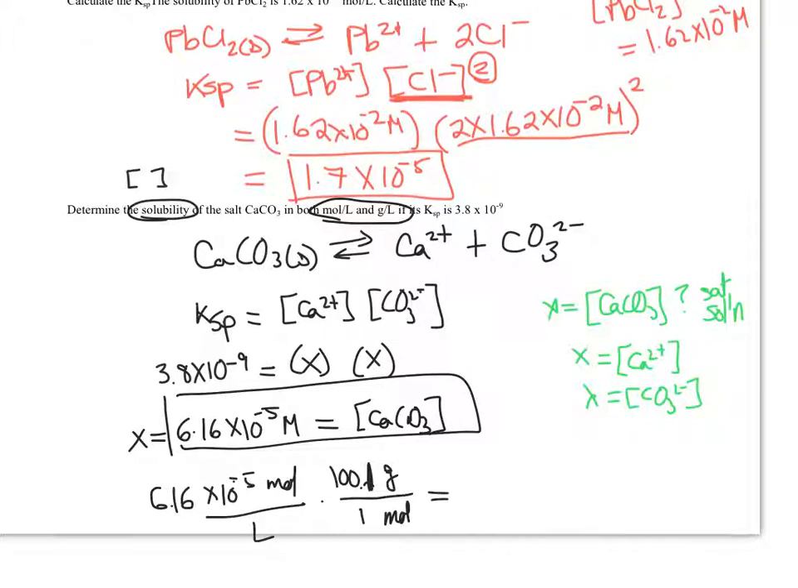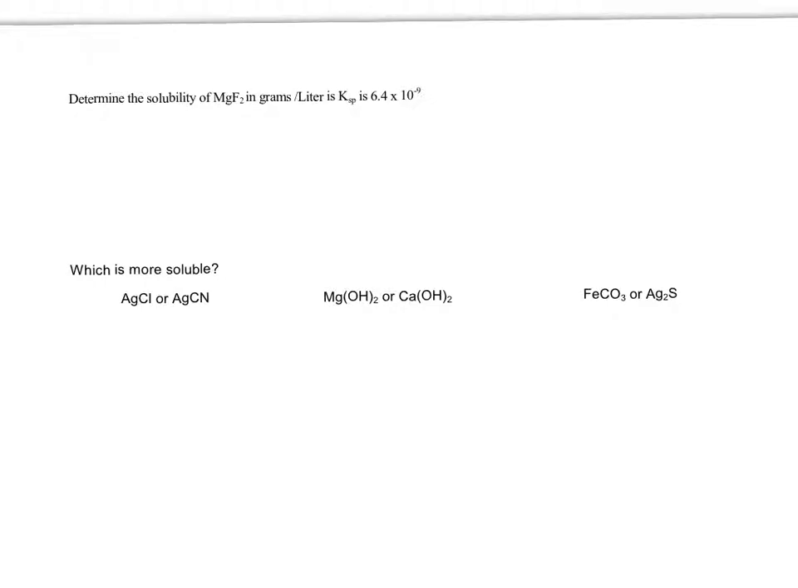So that ends up being 0.00617, or 6.17 times 10 to the negative third grams per liter. And that's my answer. Let's look at the next one.